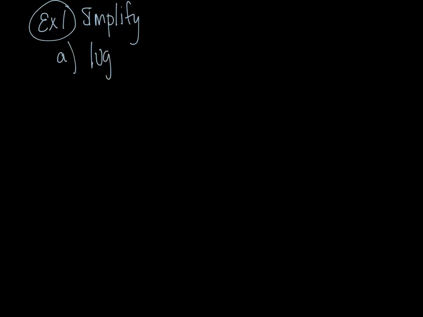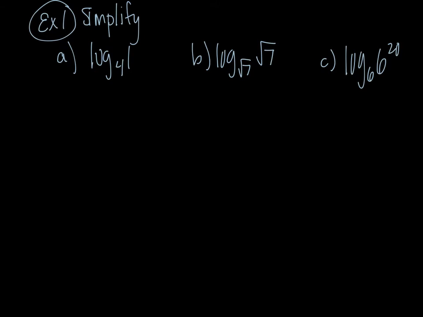Let's do some simplifying examples before we move on to the more interesting properties. All right, let's suppose I ask you to simplify log base 4 of 1, log base square root of 7 of square root of 7, and let's do log base 6 of 6 to the 20th power. I kind of would like you to pause the video at this point and just see if you can try these three using the 4 properties that we wrote down. So go ahead and do that, please.